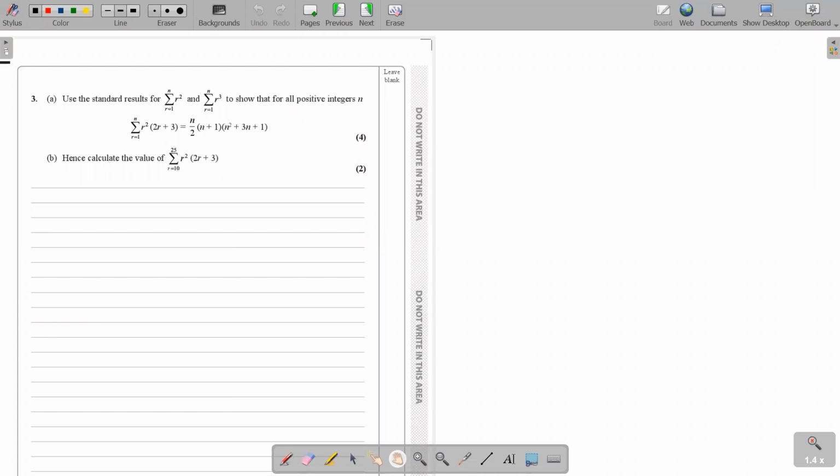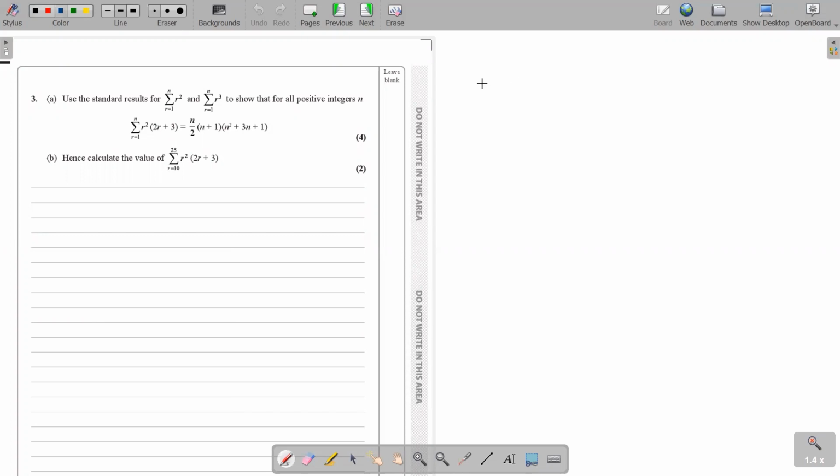Question number 3. Use the standard results for summation of r² and summation of r³ from 1 to n to show that for all positive integers n, the summation of r²(2r plus 3) is equal to this particular expression. Okay, so this is a show that. So make sure you show all the relevant workings.